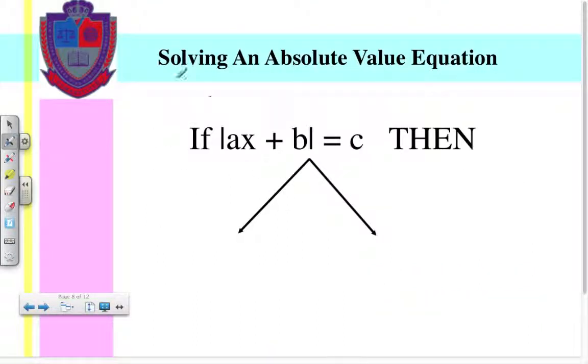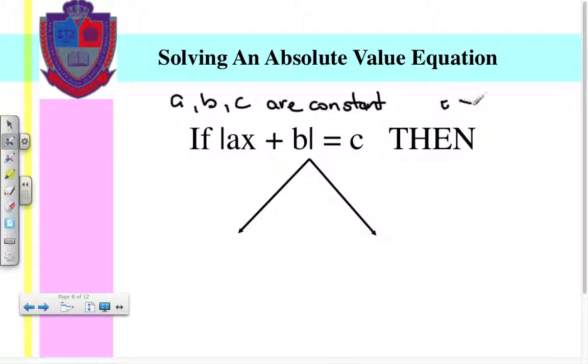Let's see. So, solving an absolute value equation. In this case, A, B, C are constants, which we talked about. Constants are just numbers, where C is greater than 0. So if we had a situation like this, |ax + b| = c, and I want to find x, there will always be two answers.